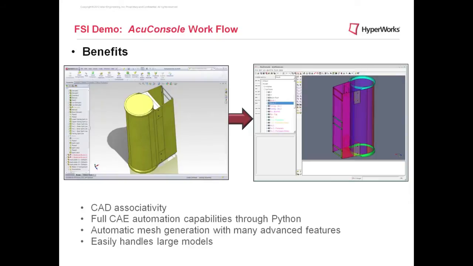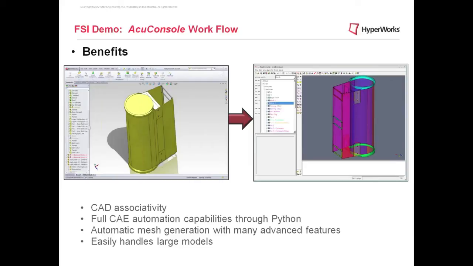And now it's time to start talking a little bit about how we actually utilize this technology and how we can incorporate it into our simulation approaches. The demonstration that I'm going to give in a couple of minutes is based on AcuConsole as our graphical user interface for setting up and running the simulations. So AcuConsole has a number of benefits. CAD associativity is one of them. This is a very powerful tool for doing parametric analyses and for doing simulation-based design in general.